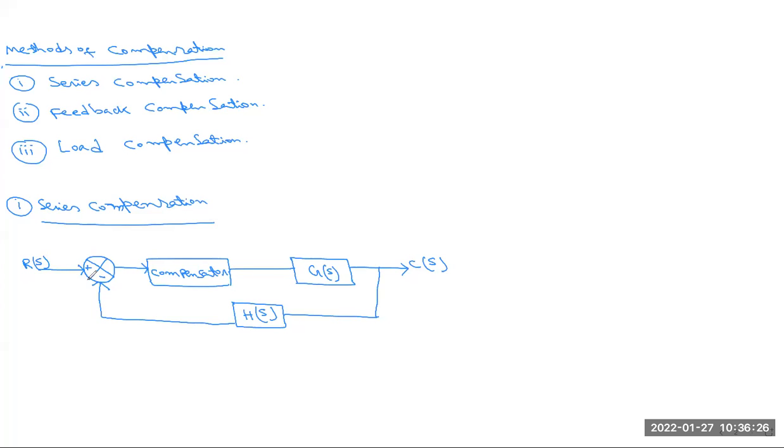So this is basically the design of a series compensation network. This is the input of the system, that is R(s). This is the first summing point, then a compensator network. Another one is the feedback loop, and this is the process or plant, which we express as G(s). H(s) is the feedback path, and this is C(s), the output of the system. So this is basically the diagram of the series compensator.